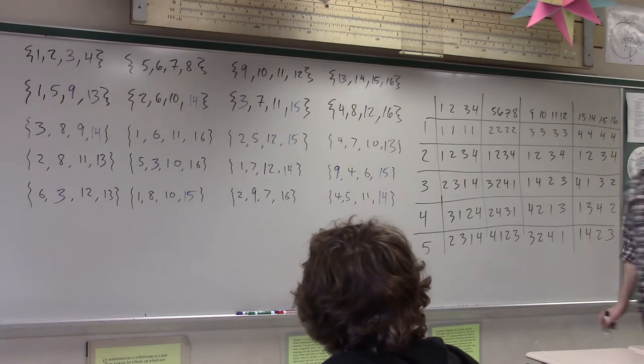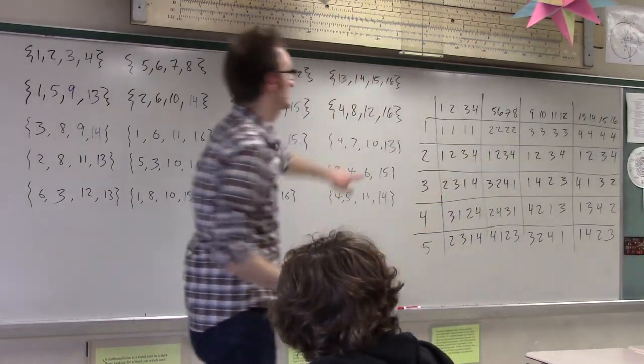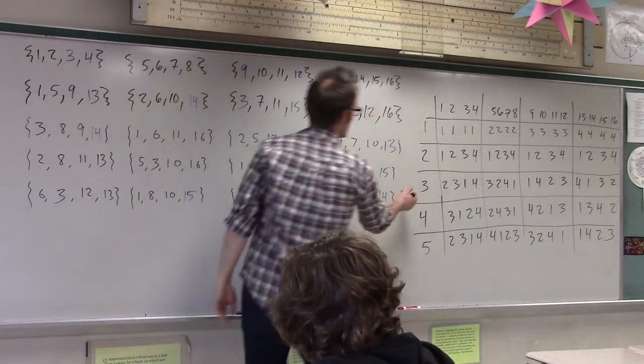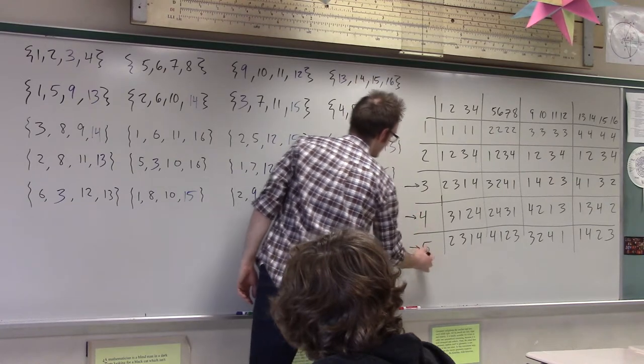2, 3, 4, 1. 3, 2, 4, 1. 1, 4, 2, 3. All right, and now these final three rows. This makes a Latin square, this makes a Latin square, and this makes a Latin square.